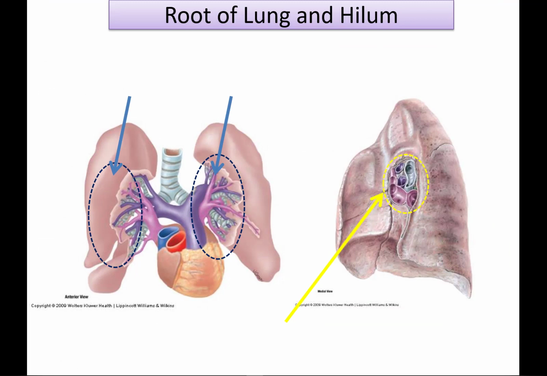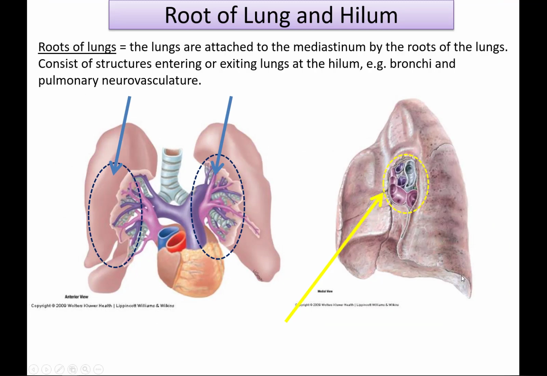Now we can have a look at the root of the lung and the hilum. So the roots of the lungs are technically the attachment sites of the lungs to the mediastinum, as you can see outlined here in these dashed blue ovals. They consist of all the structures that will enter or exit the lungs at the hilum. The hilum is kind of the doorway.